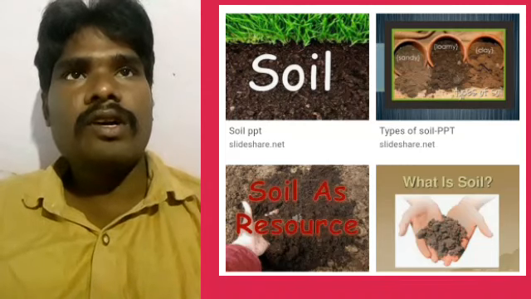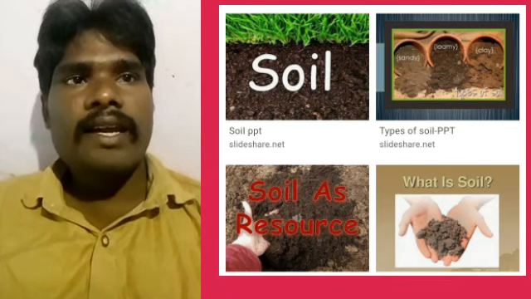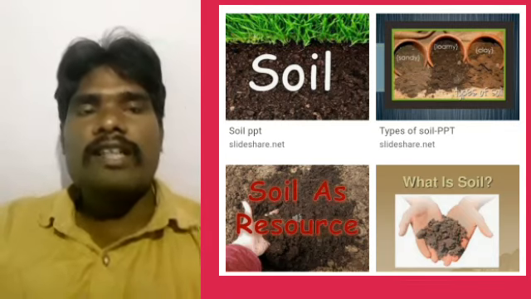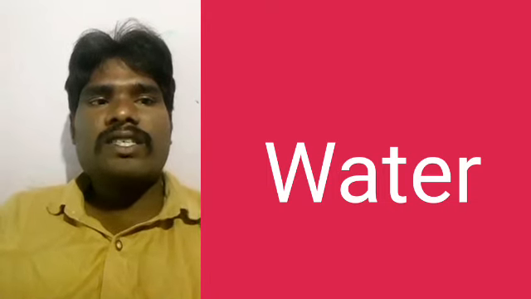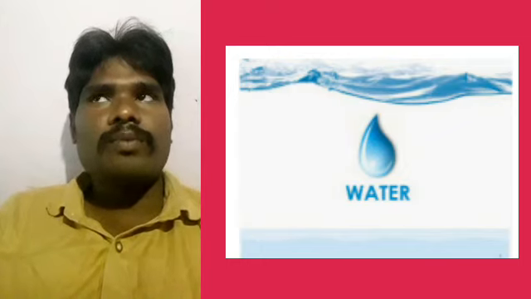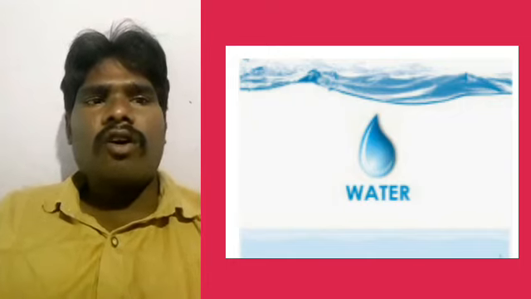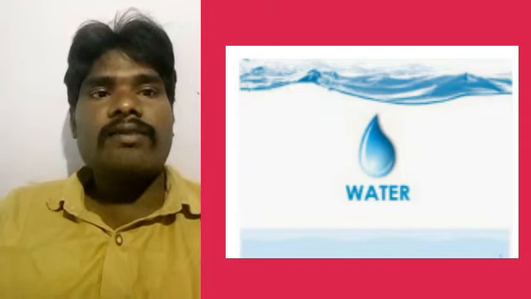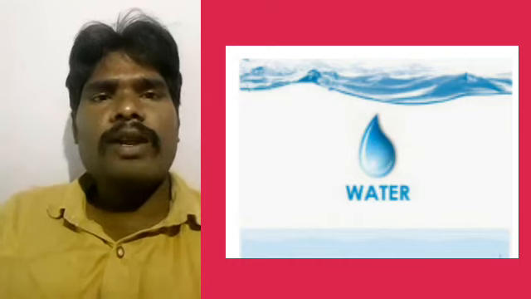Now you have learned about land and soil, with more details in this revision class. Next heading, water. Listen carefully about water. Water covers 3/4 of the earth's surface. Approximately 71% water is available on the earth. Ocean water is saline water, not for human consumption. It is not useful for human beings.